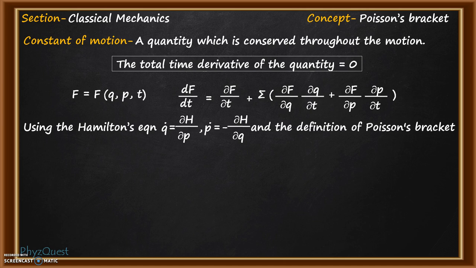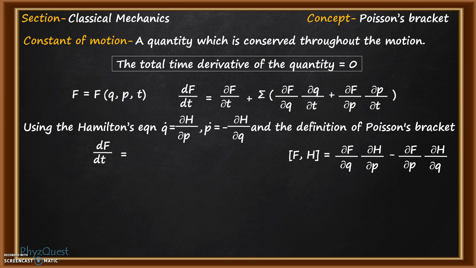What is the definition of Poisson's bracket? If we calculate the Poisson's bracket between the function f and the Hamiltonian, it will be equal to ∂f/∂q into ∂H/∂p minus ∂f/∂p into ∂H/∂q. So first of all, putting Hamilton's equations in place of these two terms and then using the definition of the Poisson's bracket, ultimately you will get the total time derivative of f: df/dt is equal to ∂f/∂t plus the Poisson's bracket of f and H. So this is the required relationship we have got between the total time derivative of a function and the Hamiltonian.